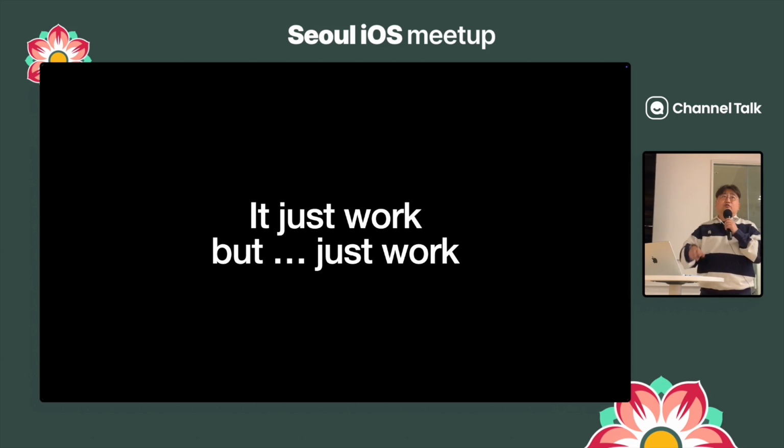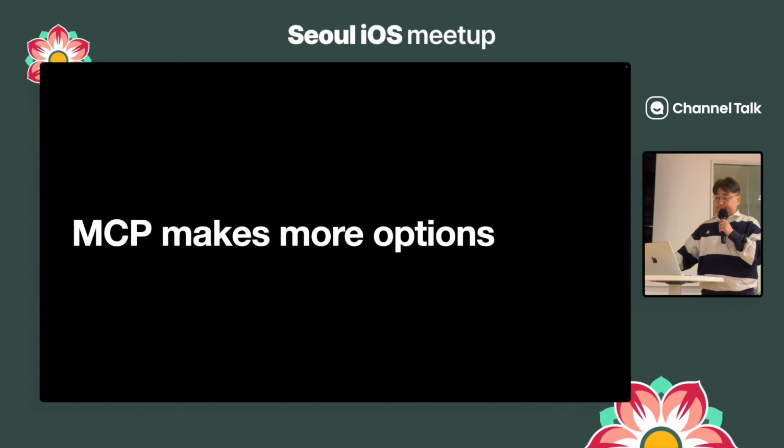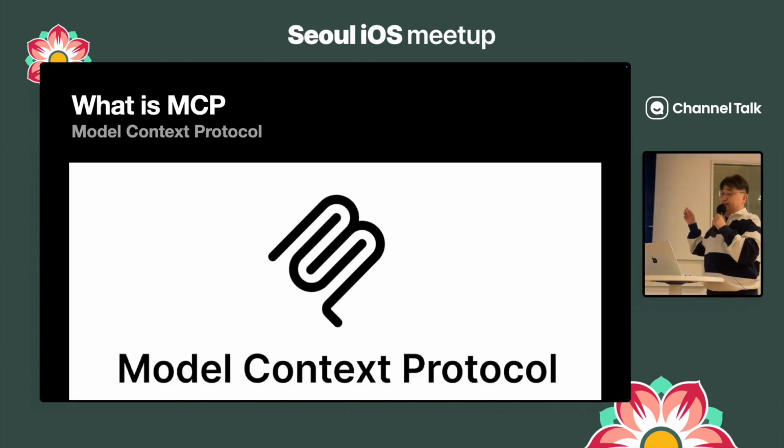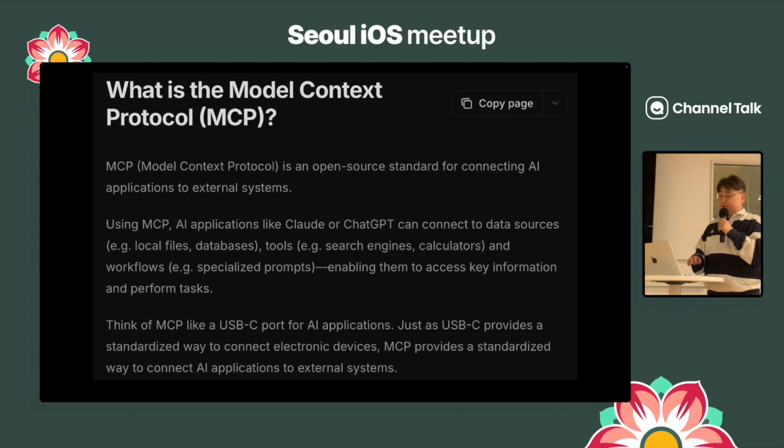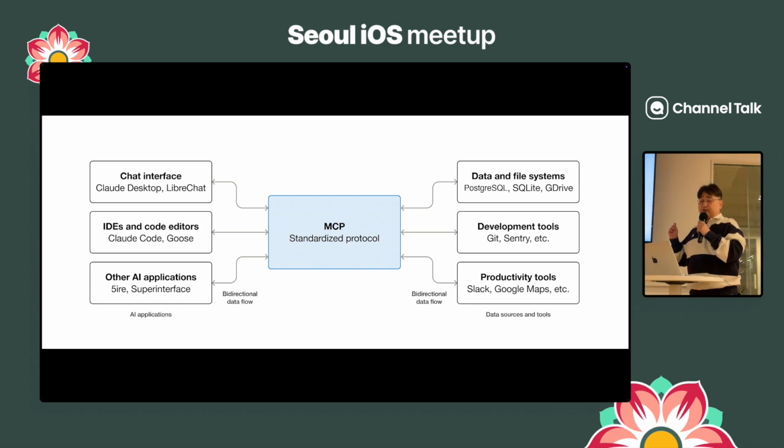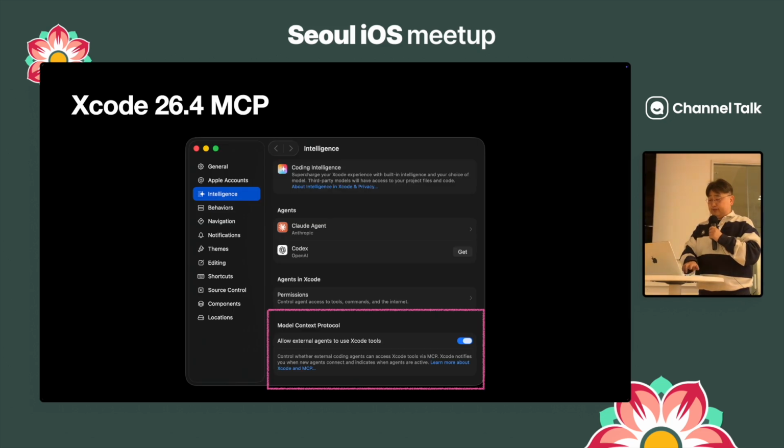So I have to change to a new option. MCP. MCP makes more options. MCP is the Model Context Protocol. MCP is like a USB-C port for AI applications. So MCP can connect many tools, from Xcode 26.3.